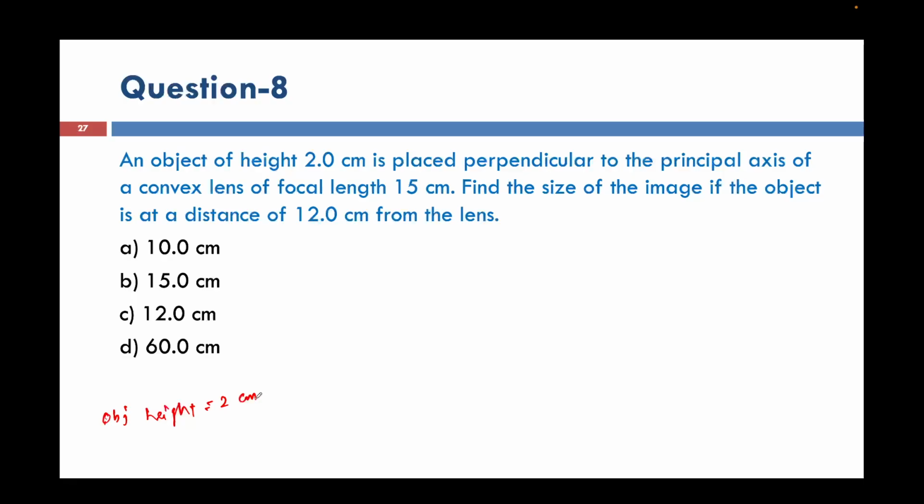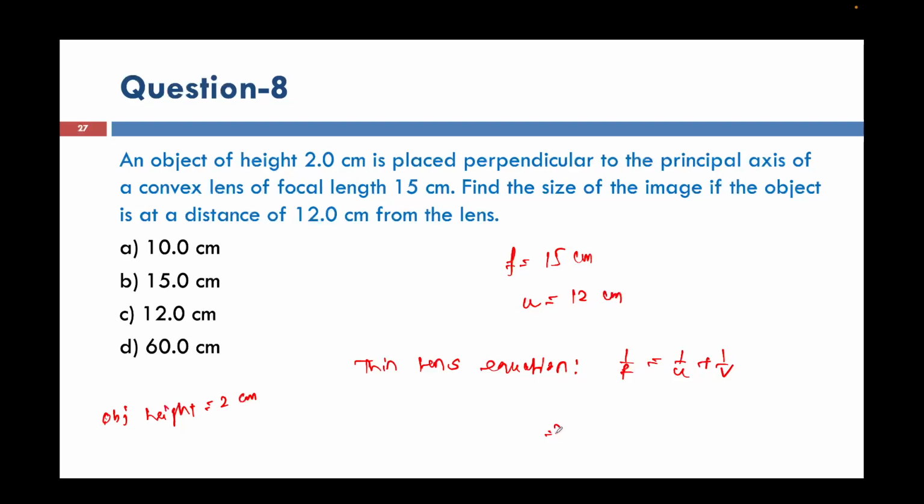So here, if we are putting in the thin lens equation, the focal length they have given is f equal to 15 centimeter, and the object distance, that means u, is 12 centimeter. If I am talking about the thin lens equation, then 1 by f is equal to 1 by u plus 1 by v.